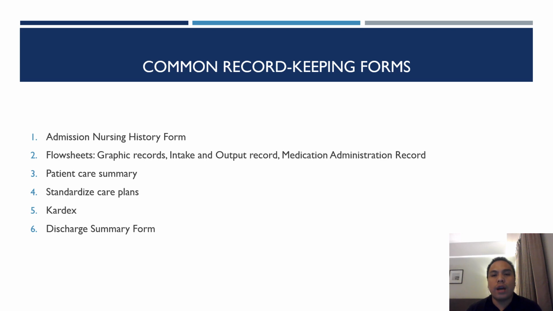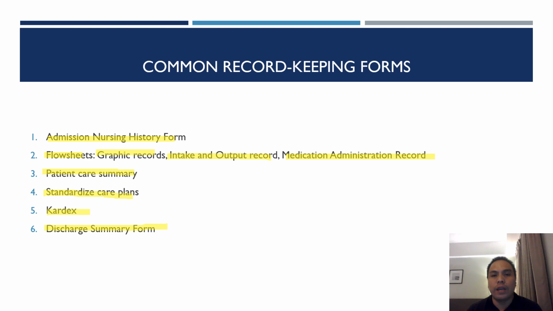Okay, we have the common record keeping forms. We have the admissions nursing history form, the flow sheet which has a graphic record, intake and output record, medication administration record. We have patient's care summary, standardized care plan, Cardex, and we have the discharge summary form. In admission nursing form, that is a comprehensive admissions assessment, also referred to as initial database. Nursing history or nursing assessment is completed when the client is admitted to the nursing unit.